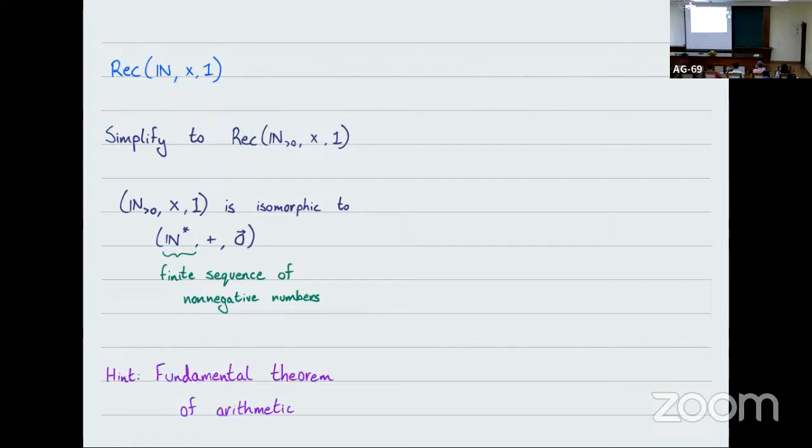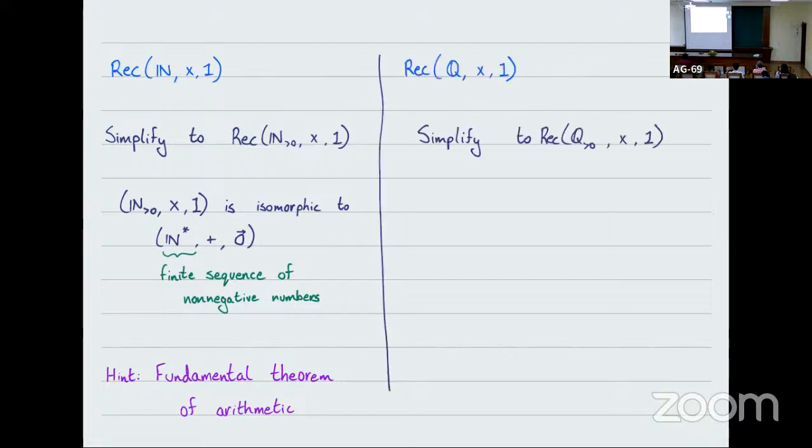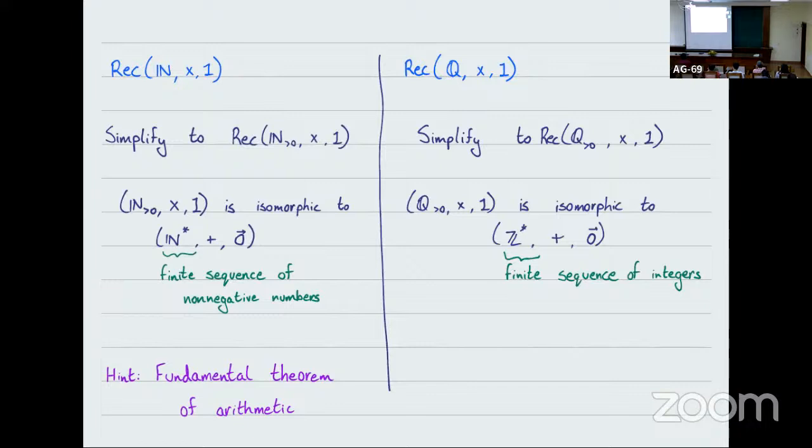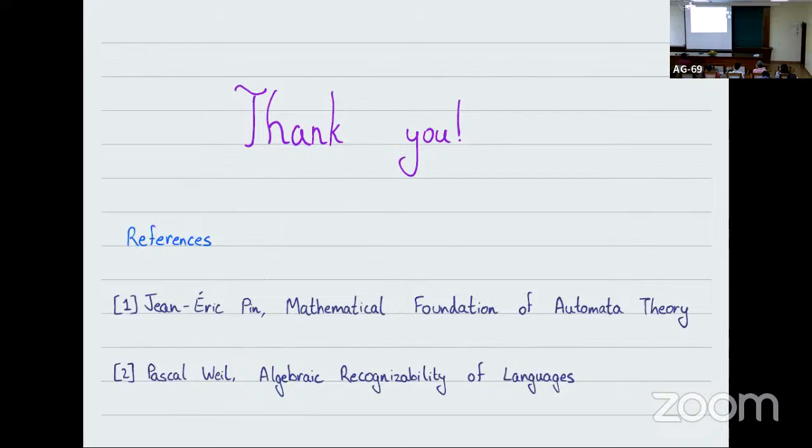So our observation is that if you take any positive number, you can write it as a finite sequence of non-negative numbers, but now with the operation addition instead of multiplication. And this is just prime factorization. It's easier to work with addition than multiplication. The same thing works with rationals, but now you can write each positive rational number as a finite sequence of integers, where the ith value gives the power of the ith prime. So that's it. We looked at recognizable subsets of sets of numbers.